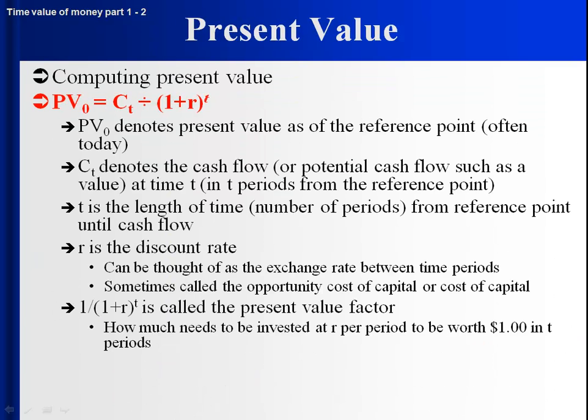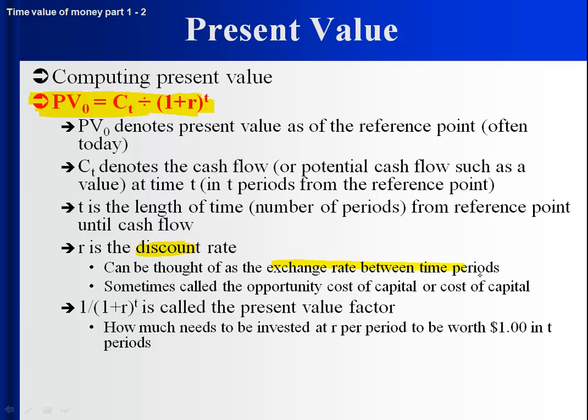So this is the most important, the most central equation in all of finance. Present value at time 0, so we want to know the present value at the reference point, is equal to C sub t, so that's the cash flow or the value, but it doesn't happen right at time 0, it happens at some point later on, in t periods. So now we're going to show you how to actually discount that. We're going to divide by 1 plus r, and r is what we talked about before. It's called the discount rate.